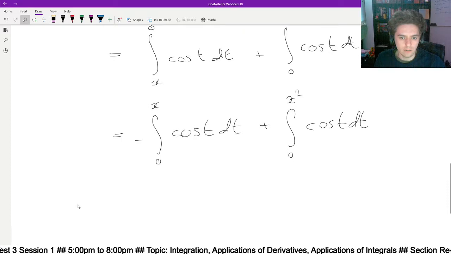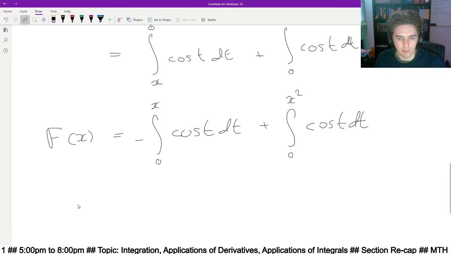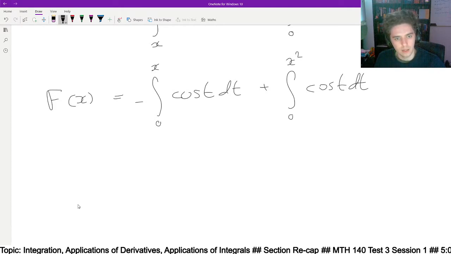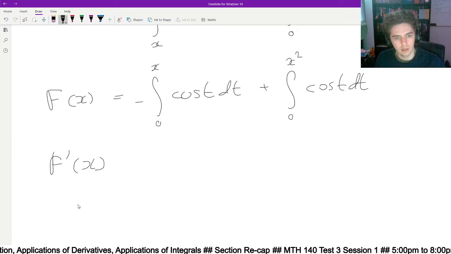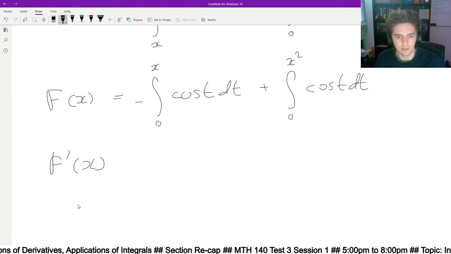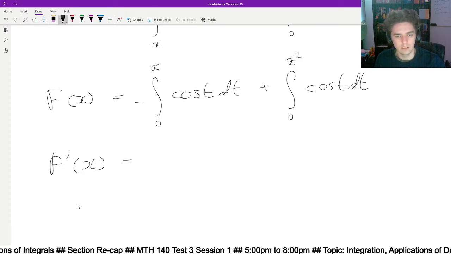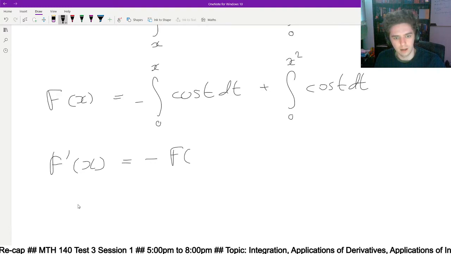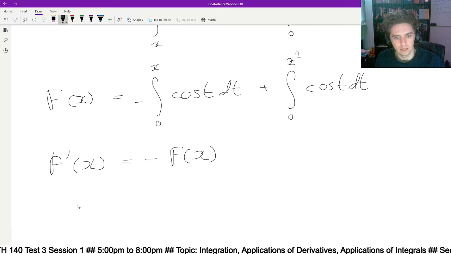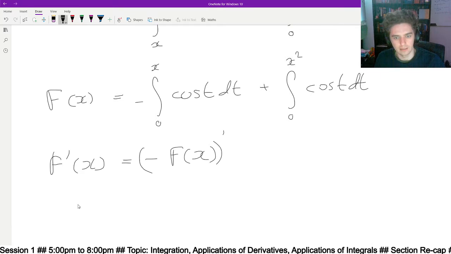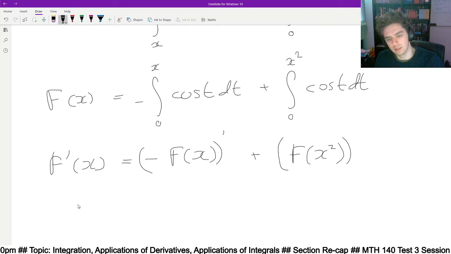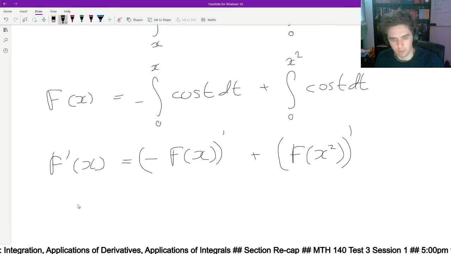So this is capital F of x. And the reason I did this is because now I can just take the derivative of each of these things separately. So the derivative, capital F prime of x, based on what the fundamental theorem of calculus says, for the sake of writing it all out, is negative big F of x prime plus big F of x squared, both of these prime.